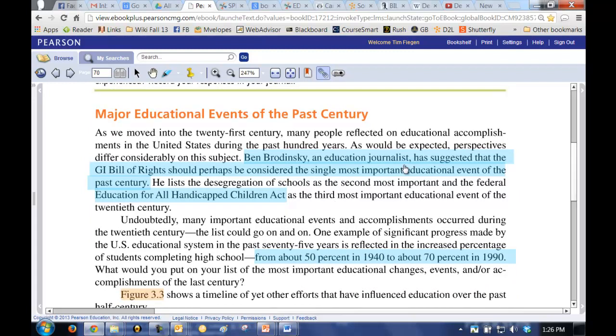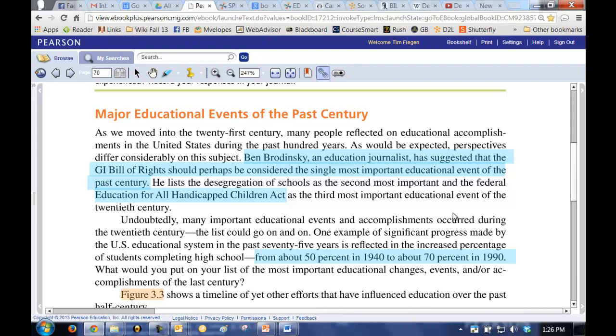Moving to the 21st century, many people reflect on educational accomplishments in the United States in the past 100 years. As would be expected, perspectives differ. Remember, these authors acknowledged at the beginning of the last chapter that perspectives differ on this subject. Brodinsky, an educational journalist, has suggested that the GI Bill of Rights should perhaps be considered the single most important education event of the century.